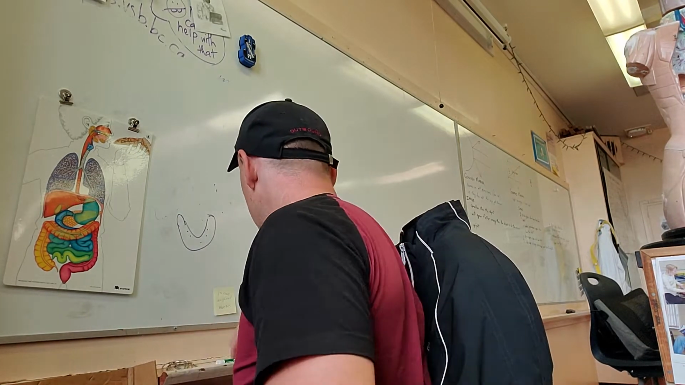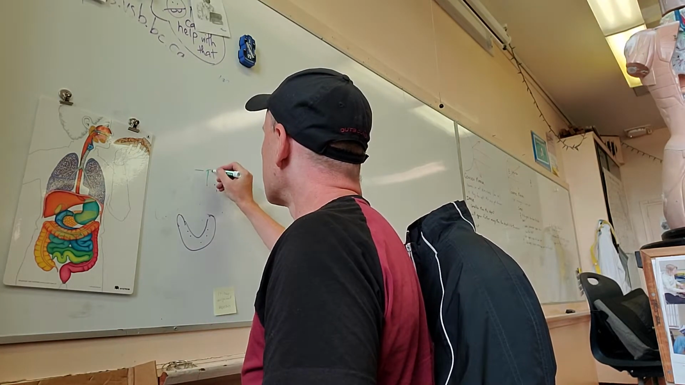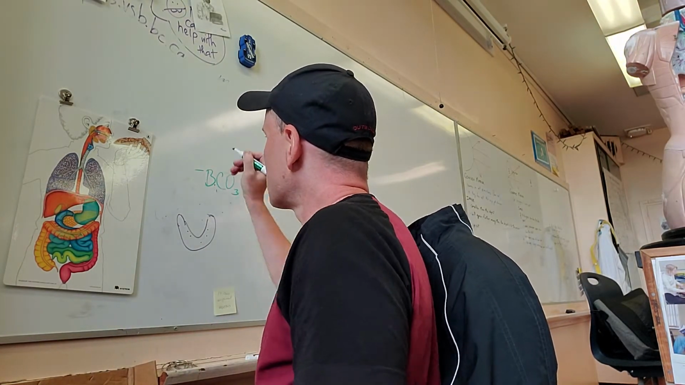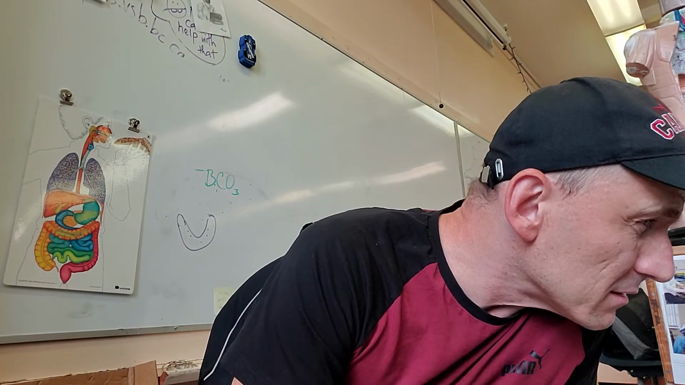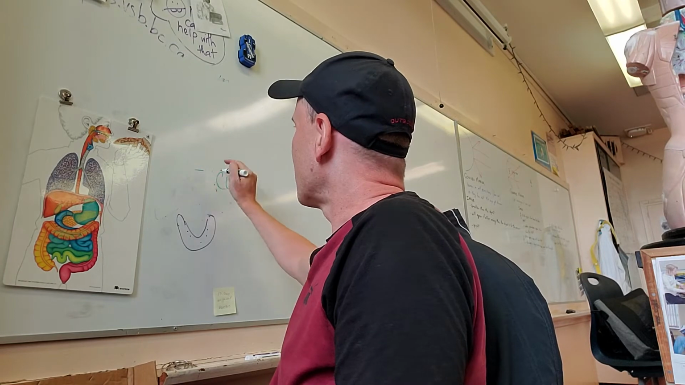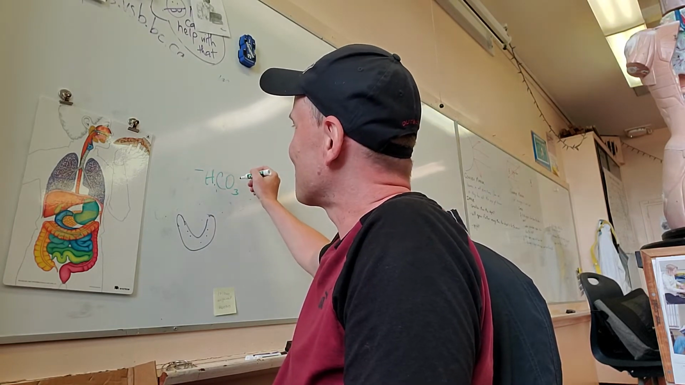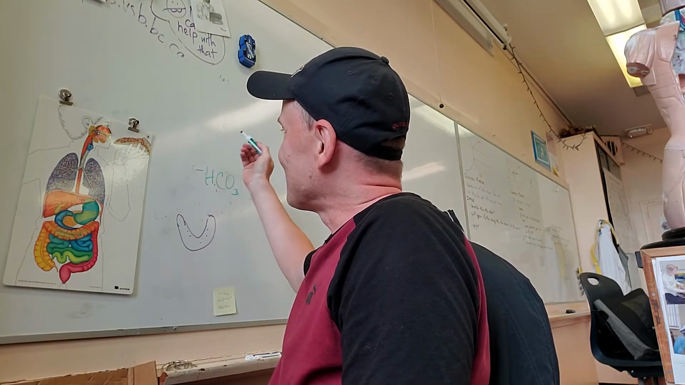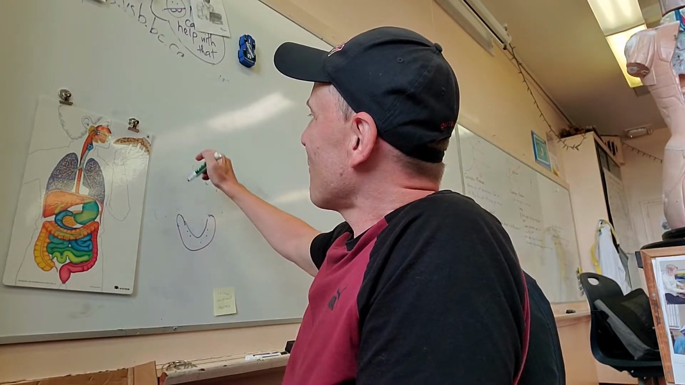Bicarbonate ions look like this: HCO3 with a minus sign. What does bicarbonate do? You've got a minus here.